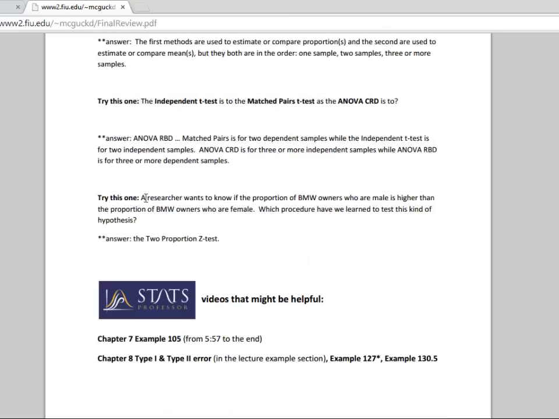And then we have one more down here. It says, a researcher wants to know if the proportion of BMW owners who are male is higher than the proportion of BMW owners who are female. It says, which procedure have we learned to test this kind of hypothesis? Well, if you think about this, it's a proportion problem, right? So that's key. And if you notice, it's talking about comparing males and females. That's 2 groups, but we're talking about proportions. So again, it's going to be the 2 proportion z-test.